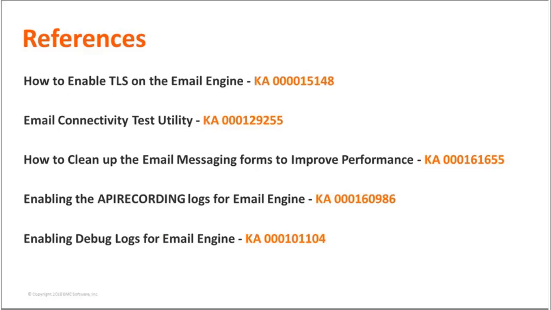We have an article on enabling the API recording. We talked about that kind of quickly, so if you want to go back and enable that logging, you'll want this article. And lastly, we have an article on how to set the -d mail.debug equals true. That's hard to say, and you probably didn't remember it, so you might want to look at that article. And that concludes our session for today.